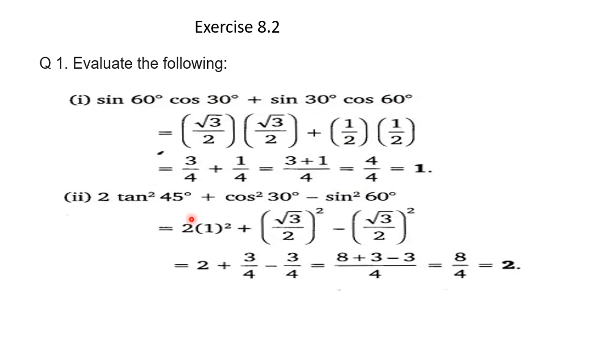Similarly, for the second question, we have to put the values for tan 45, cos 30 degree and sin 60 degree, and do the square of this, so we get 2 into 1 square plus root 3 by 2 whole square minus root 3 by 2 whole square. So after squaring these, we get 2 plus 3 by 4 minus 3 by 4. Then we get 8 plus 3 minus 3 upon 4, and this 3 and 3 will cancel out. We get 8 by 4, that is equal to 2.